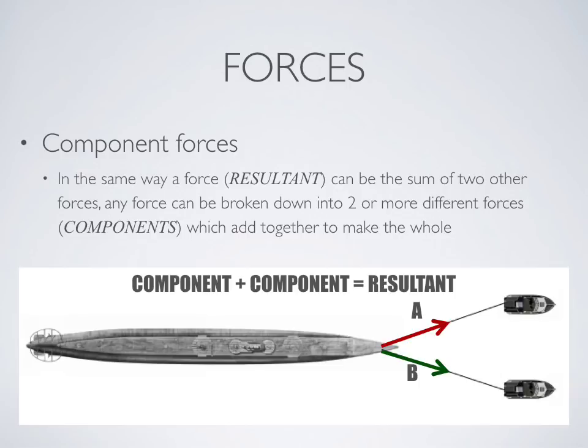So, you remember that a resultant can be the sum of two forces, or any number of forces. In the same way, we can break down a force into two or more different components, which add together to make the whole, or the resultant. So what if in this case, A and B were resultants, and we wanted to find subcomponents of A and B? Could we do that?